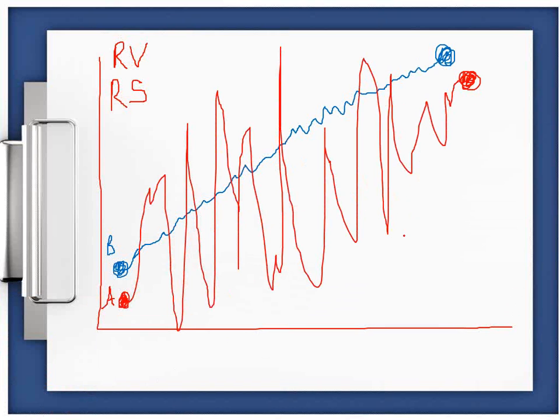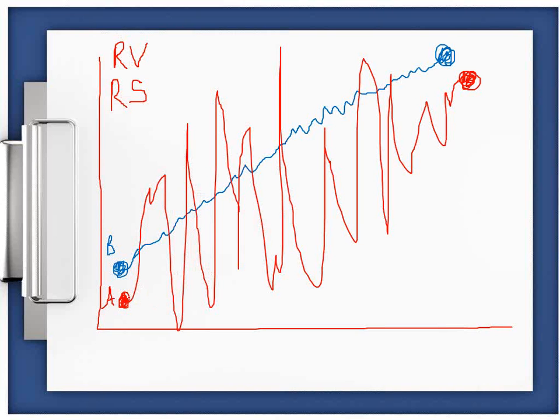All right, so now we got these two stocks, right? What do you know about stock A, about its RV and RS? It went up over time, but how was the ride, right? So, yeah, very volatile, Rick says, more risky, low RS.